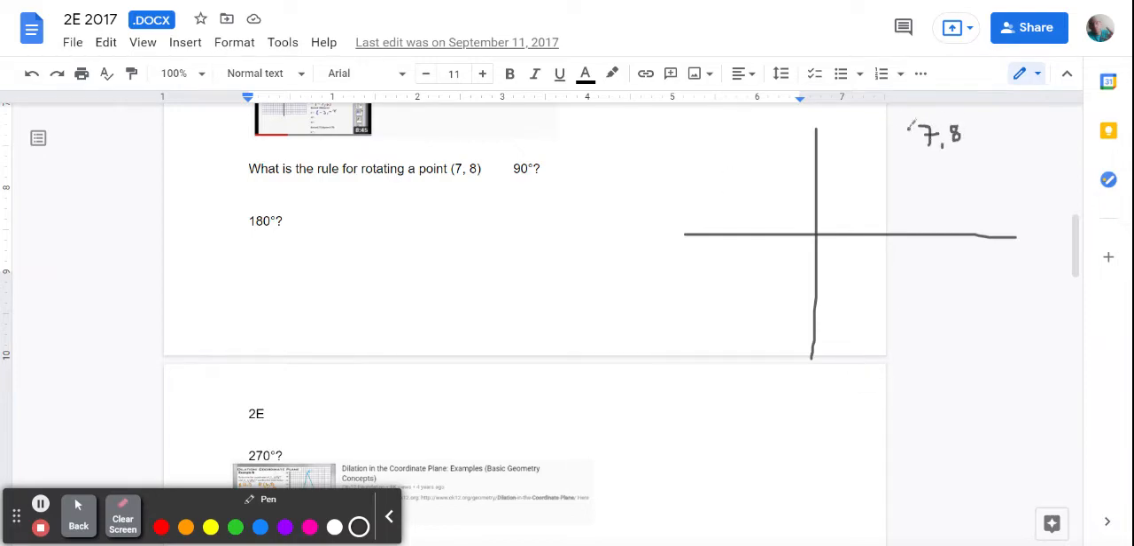Okay, to rotate it 90 degrees across the origin, what we're going to do is flip the x and the y and change the value of the x. Flip the x and y and change the value of the x. Now, whenever we rotate, I should also mention that it's counterclockwise.